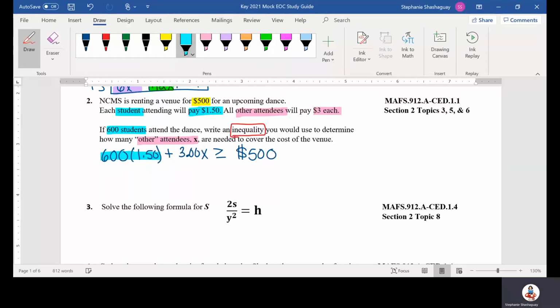Okay, all of those numbers came from the word problem. I wrote my linear function. And now I can move on to question number 3.